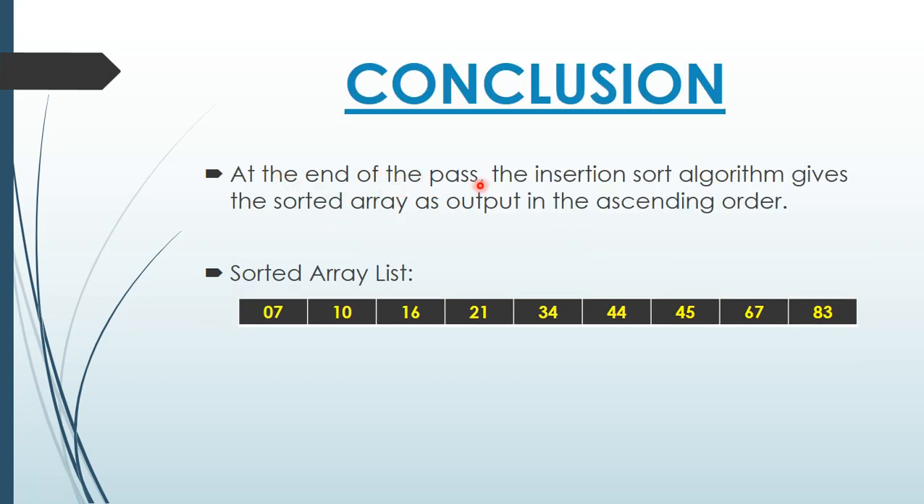So at the end of the pass, the insertion sort algorithm gives the sorted array as output in the ascending order. So எல்லா பாஸையும் கடைசியாக நான் go through பண்ணிட்டு வந்ததுக்கப்புறம், once I have completed all the iterations, at last insertion sort algorithm gives us the output in ascending order. ஒரு ascending order sorted list நமக்கு output கொடுத்துருச்சு. So the sorted array list is nothing but in the format of ascending order. So at last we got the final sorted list.